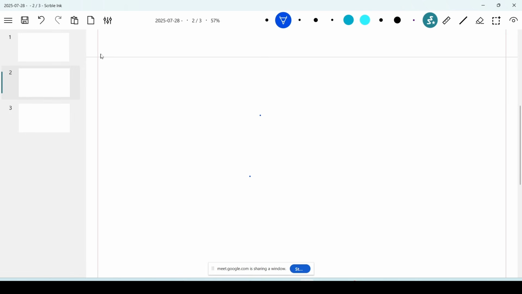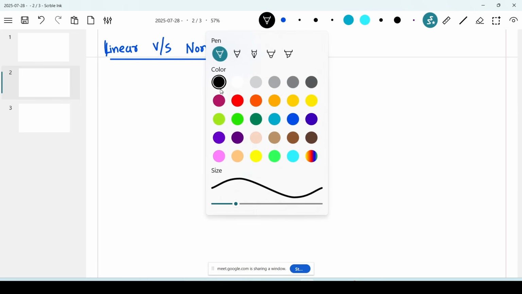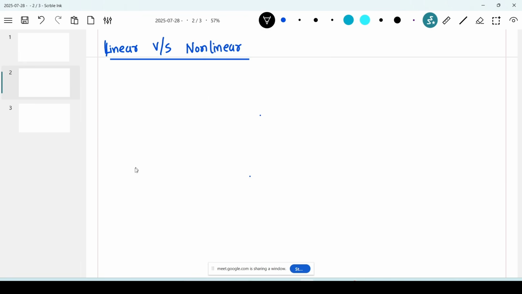Okay, let's see linear versus non-linear. So we know what is linear. Most of these things may be known to you. Okay, but let's try to understand the difference between linear versus non-linear. Maybe a few new things might come to you.